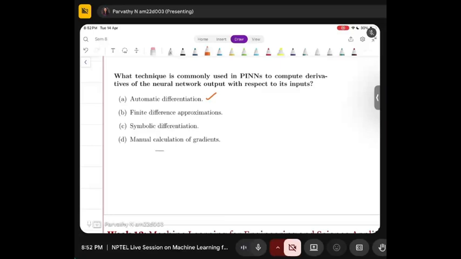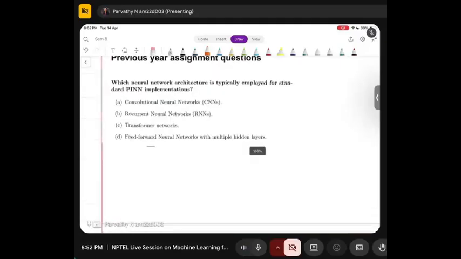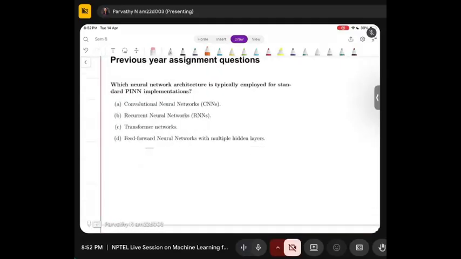Which neural network architecture is typically employed for standard PINN implementation? Convolutional neural network, recurrent neural networks, transformer networks, feed-forward neural network with multiple hidden layers.